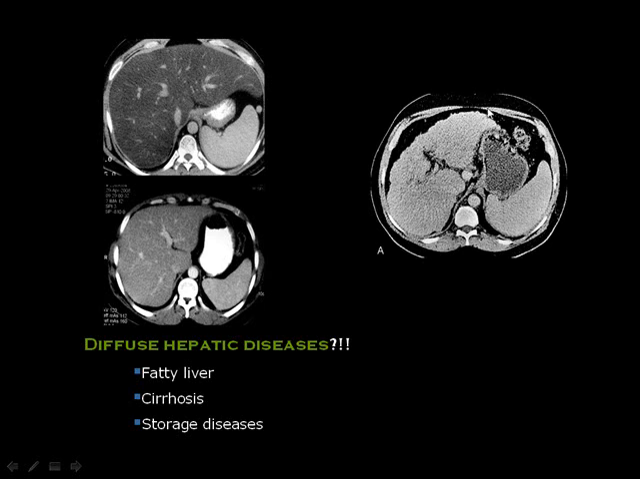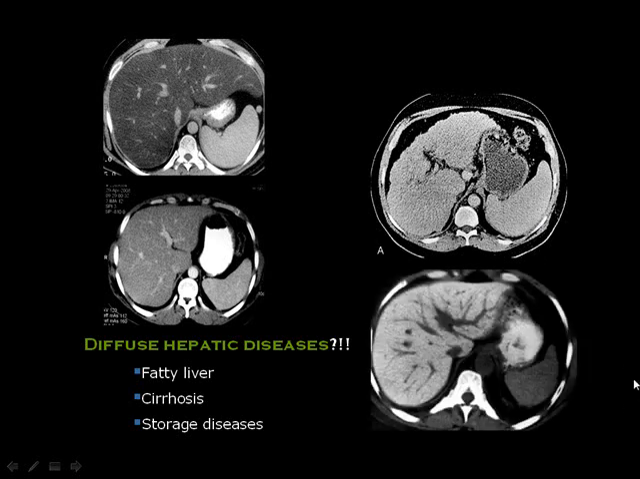This is a cirrhotic liver. You see the liver is shrunken with irregular outline. The spleen is enlarged. But if you look here, can you see whether this patient is injected with contrast or not? No, the aorta is black. Okay, then what is the appearance of the liver in relation to the spleen? The liver is brighter than the spleen.